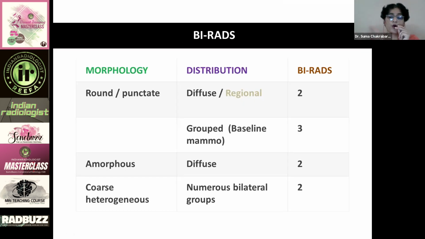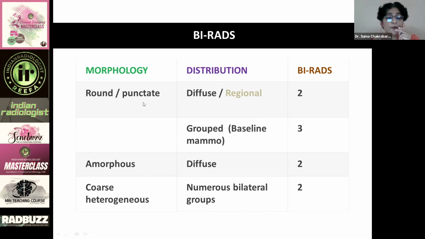Once we have worked out the morphology and the distribution, we then give it a BIRADS categorization. Everything that is not on the slide is 4 or 5, which means that needs biopsy. So I have put on this slide what you must remember to know as to what is 2 and 3, because the rest is easy. They're all 4 or 5 and you need to biopsy.